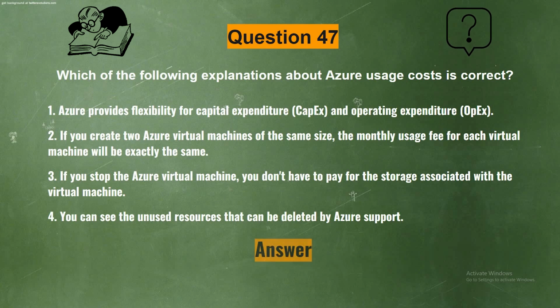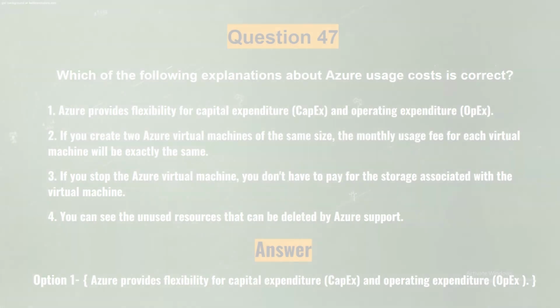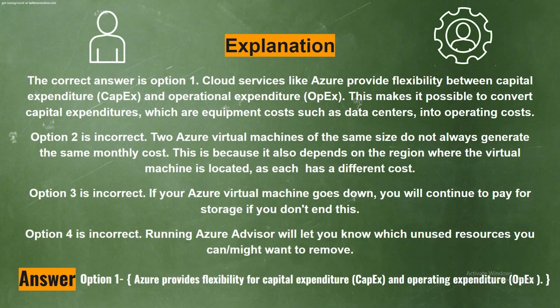And the correct answer is Option 1. Azure provides flexibility for capital expenditure and operating expenditure. Cloud services like Azure provide flexibility between capital expenditure and operational expenditure. This makes it possible to convert capital expenditures, which are equipment costs such as data centers, into operating costs.